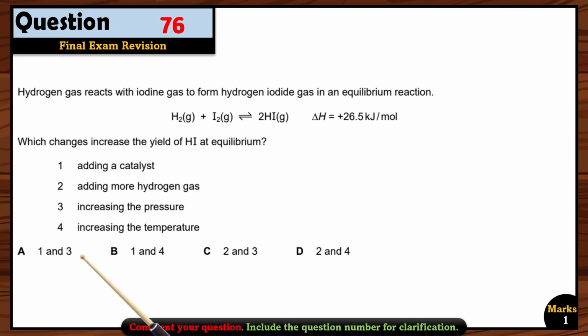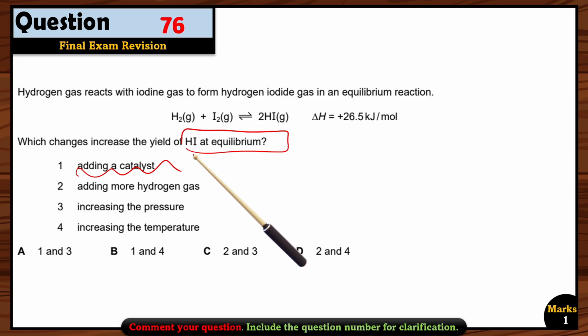Let's see another example. This is question 76. Hydrogen gas reacts with iodine gas to form HI in an equilibrium reaction. Which change increases the yield of HI at equilibrium? Many students make the mistake of choosing adding a catalyst. I have already told you that catalysts only increase the rate of reaction. It has nothing to do with the equilibrium position.